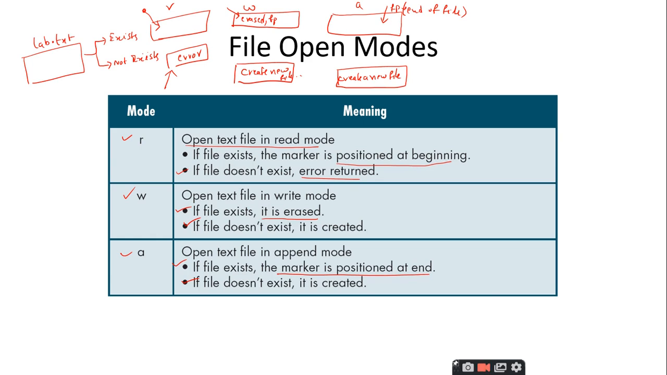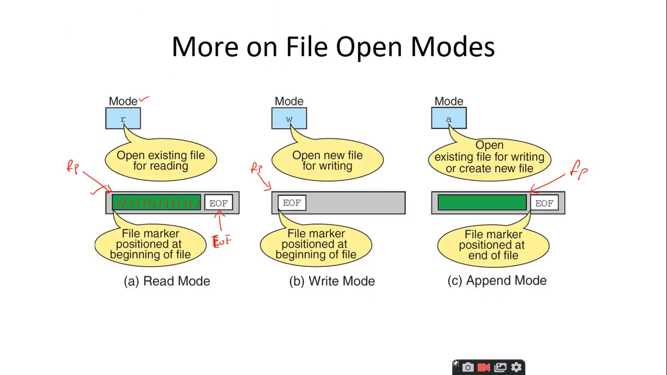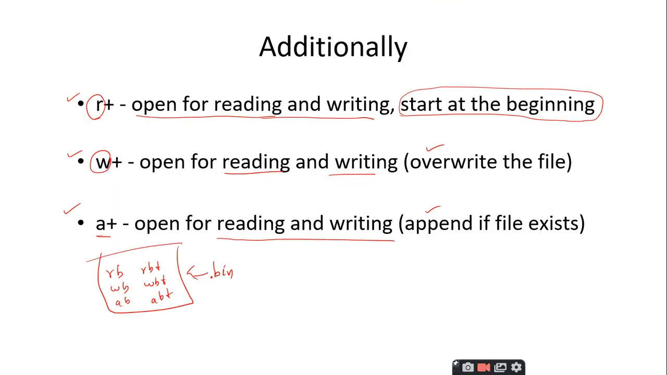And in the write mode, if the file exists, it will open and the contents will be erased and the pointer will be pointing to the first position. And if the file does not exist, it will create a new file and the pointer will be pointing to the first location. And in the append mode, if the file exists, it will open and the contents remain as they are, and the file pointer will be pointed to the last position. And if the file does not exist, it will create a new file and the file pointer will be pointing to the first location.